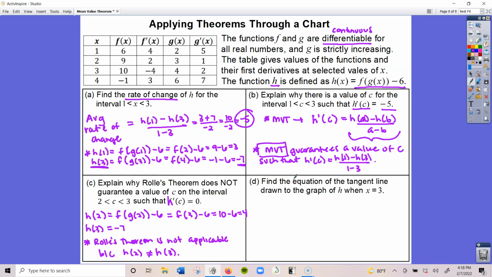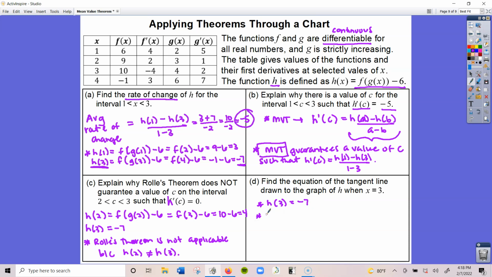Last question, find the equation of the tangent line drawn to the graph of h when x is equal to 3. So this has nothing to do with any theorems. I just wanted to practice this because it's been a while. In order to find the tangent line, we need the point of tangency, so h of 3, which again I found already in part A, which is negative 7. Then I would need h prime of 3.